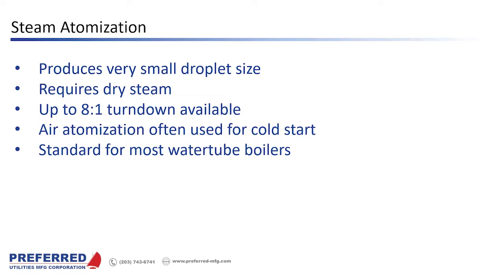And turndown is just high fire heat input on the burner divided by low fire heat input on the burner. And the more turndown you can get out of your burner, the better, because that allows your boiler to respond better to load swings. If a boiler is producing more steam than the plant has load for over a relatively short period of time, 10 or 15 minutes or more, then the boiler is going to shut down on high steam pressure on its operating steam pressure switch.